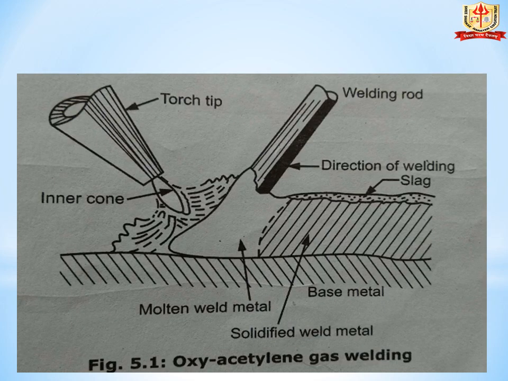Now we study oxyacetylene gas welding, and the type is high pressure system. Both oxygen and acetylene are used from high pressure cylinders. Oxygen cylinders are filled to a pressure of 125 bar and acetylene cylinders are charged with a pressure of 15 bar due to the explosive nature of acetylene.